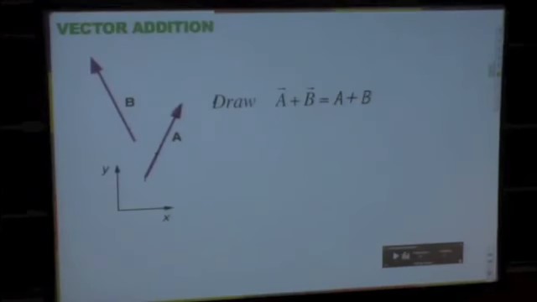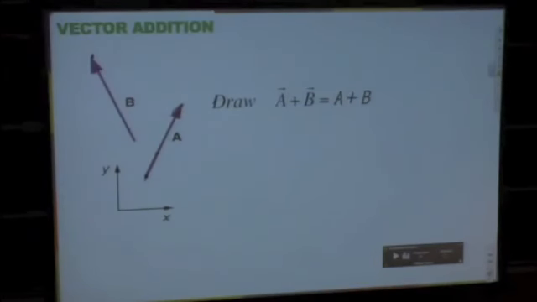This arrow has to be shifted. So it has to start from this point. Sometimes the beginning of a vector we call a tail, the pointer we call a head. So we should put a tail of A on the head of B. So the rule has a name, the tail to head rule.